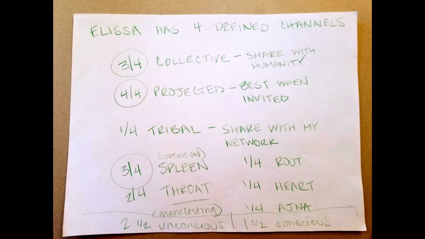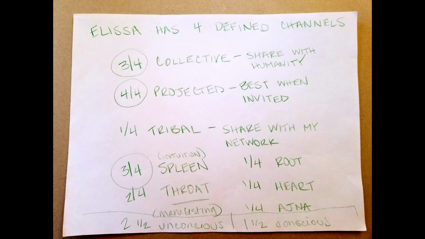I also looked at how many of my channels are considered conscious versus unconscious. And I have 2.5 unconscious channels and 1.5 conscious channels. So that means that a lot of the defined channels that I have and a lot of the access to consistent energy in my design happens without me even knowing about it. In fact, more of it happens than I realize. Other people see me as more consistent than I feel. And that also rings true for me as well.